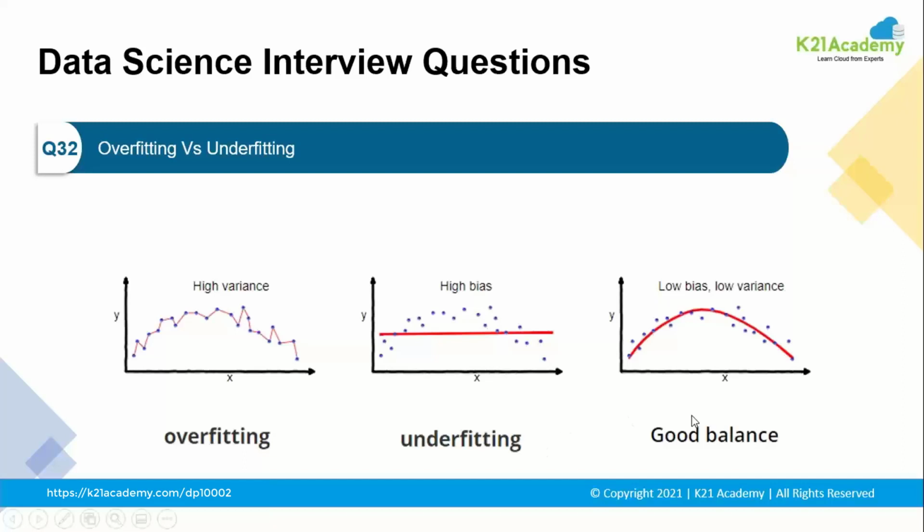Moving on to the just right model or a good balance model, what happens over here is that we have certain gaps, okay? And here the value will not be exactly similar, but it would be something probabilistically very close to the actual value. So this kind of model is called the best model or the good balance model.